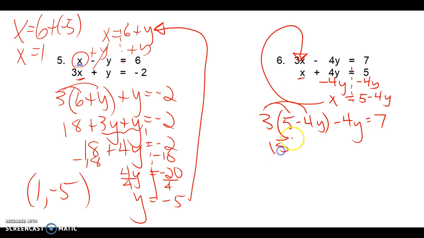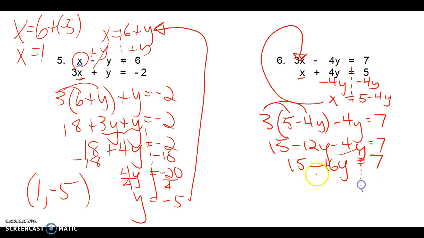Distribute. Watch your signs. Signs are what really got people on the quiz. Now I'm going to collect like terms. Negative 12y minus 4y is negative 16y equals 7. Now, I'm going to subtract 15 from both sides. I get negative 16y equals negative 8. I will divide by negative 16 on both sides, and I'll get y equals 1/2.